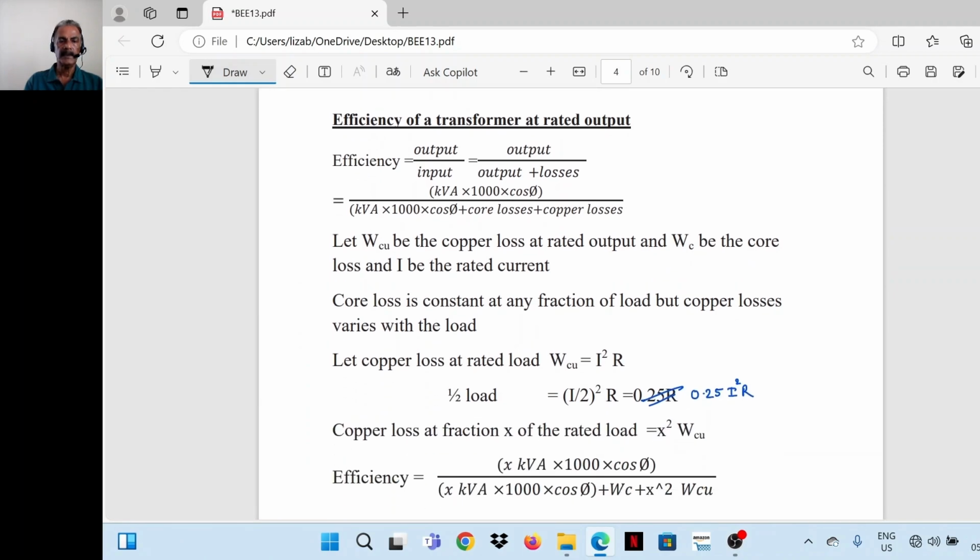Next is the efficiency of a transformer at rated output and at different fractions of the load. The general equation for efficiency is output by input. Input can be expressed as output plus losses. What is the output of the transformer in terms of its kVA rating? kVA is kilovolt ampere, so kVA into 1000 will give volt ampere, into the operating power factor. That is the output in watts.